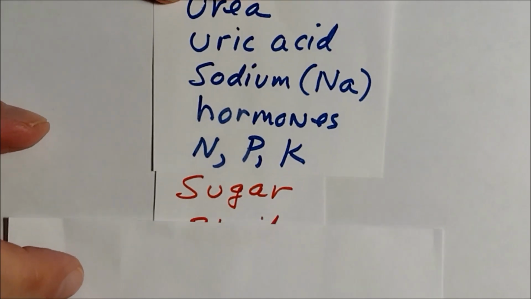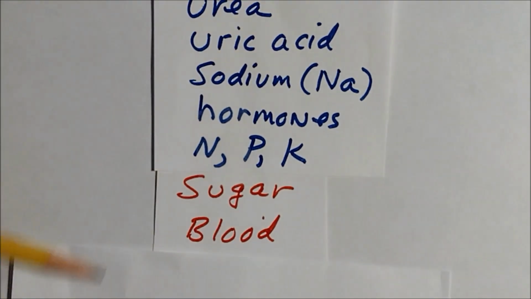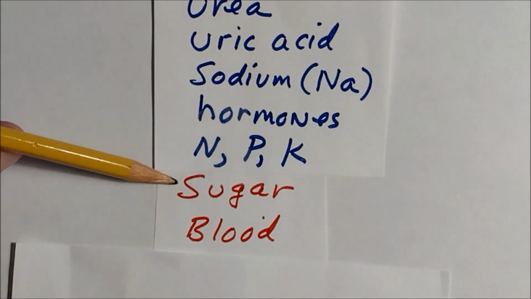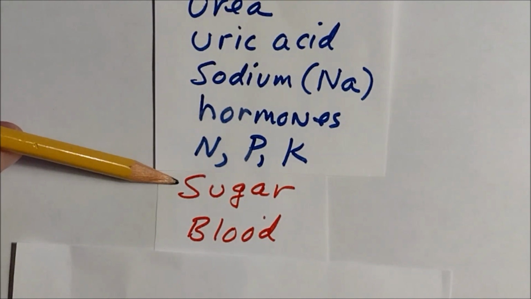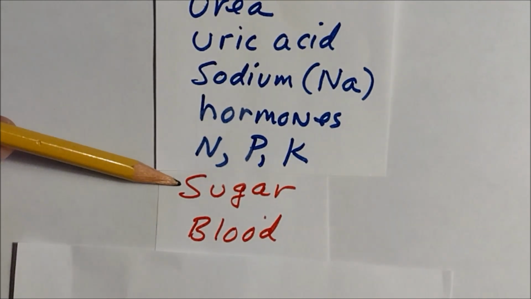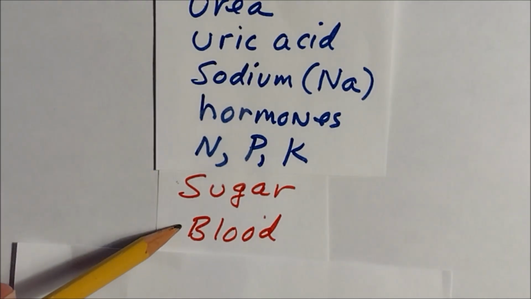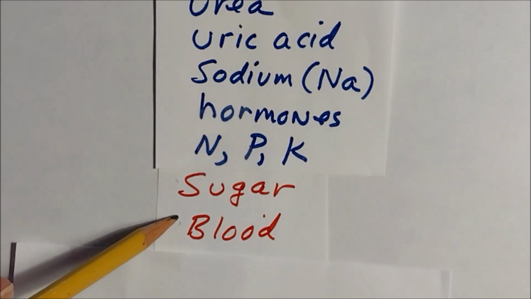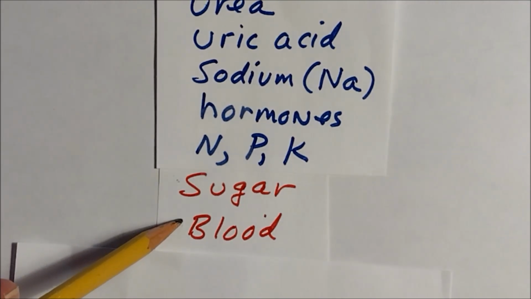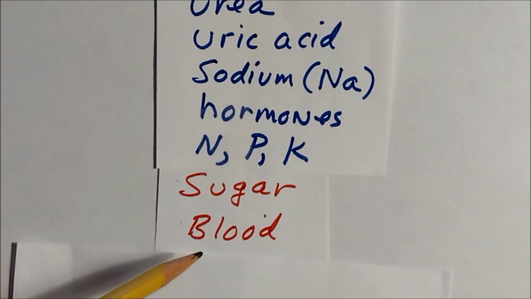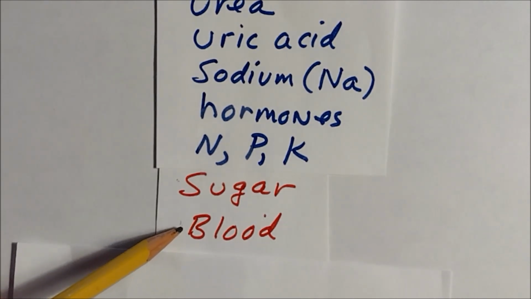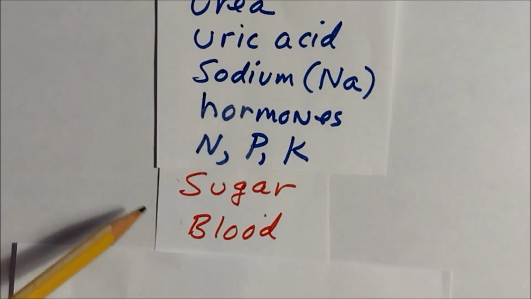Now, what is not to be found in the urine? We do not want to see sugar in the urine, because that means glucose is not being used by the cells. It's just being put back into the bloodstream. And this could be diabetes, so you do not want to see sugar in your urine. You do not also want to see blood in your urine. This means there's bleeding going on somewhere in the kidneys or the ureters or the bladder. Somewhere you're bleeding, and that has to be investigated and found out.